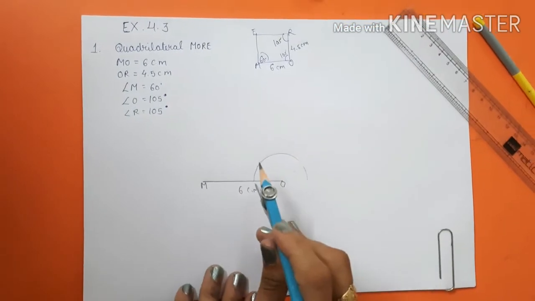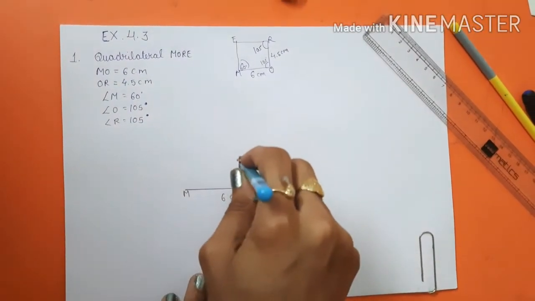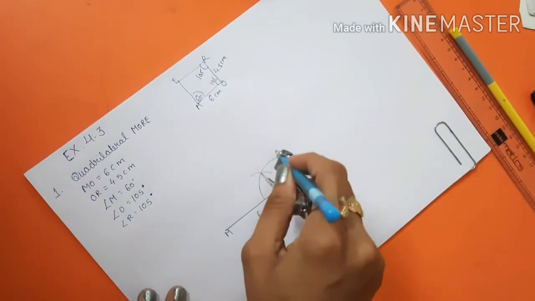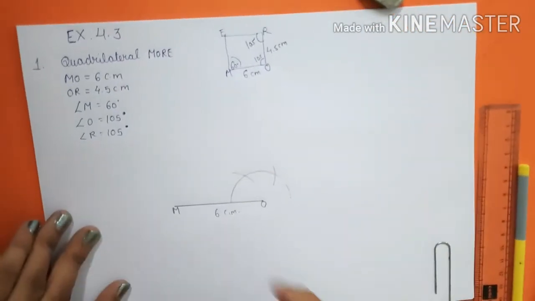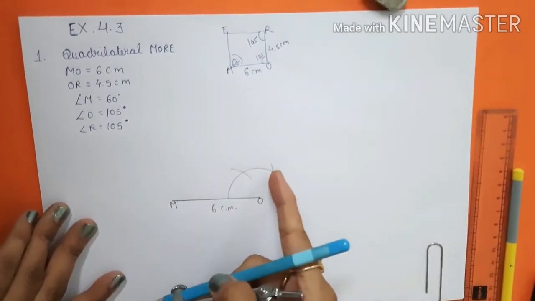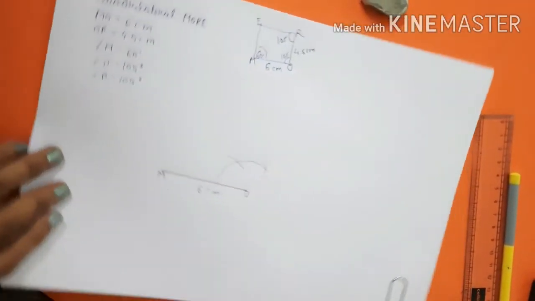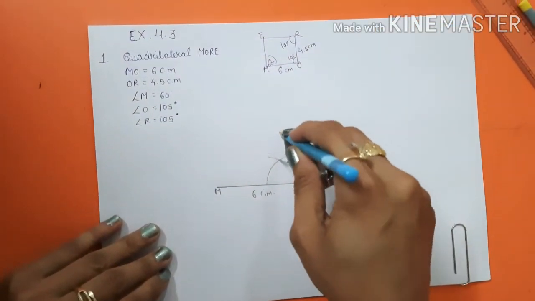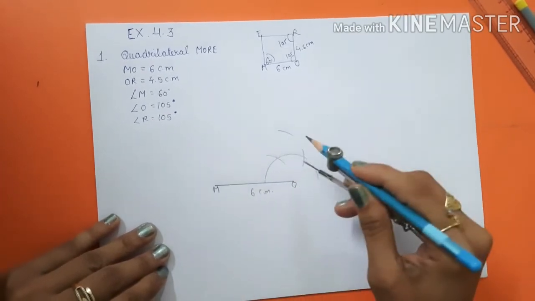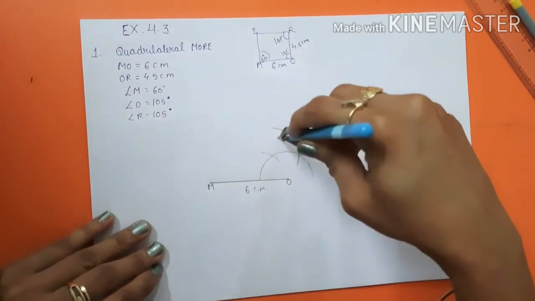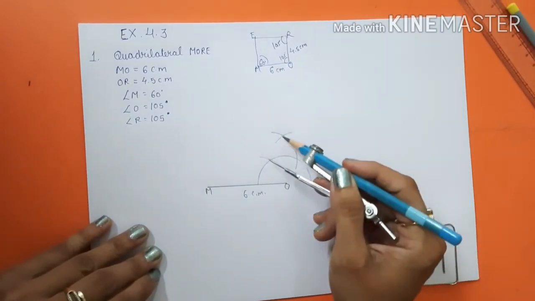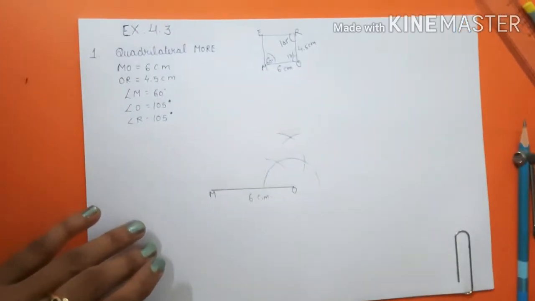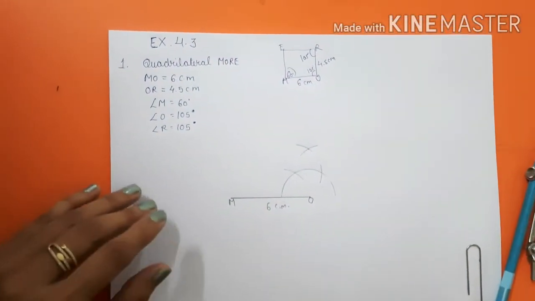And with the same radius, we'll cut an arc, one arc, and this is the second arc. First arc for 60 degree, second arc for 120 degree. Now, with the same radius, from 60, we'll cut an arc, and from 120, we'll cut one more arc. Now, this is the intersecting point. Now, this is the angle of 90 degree.